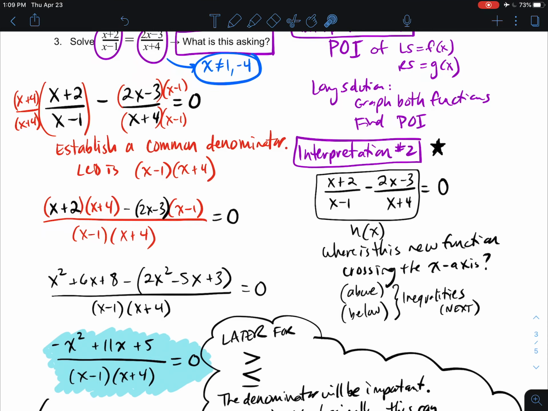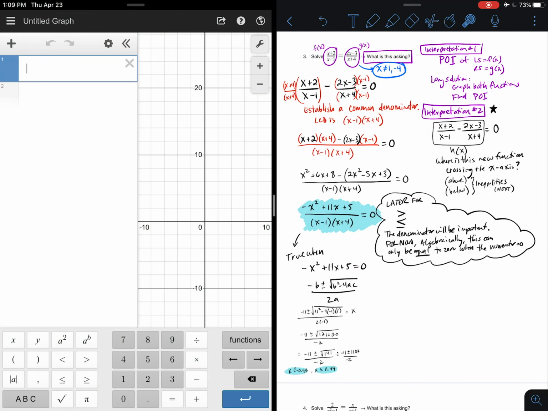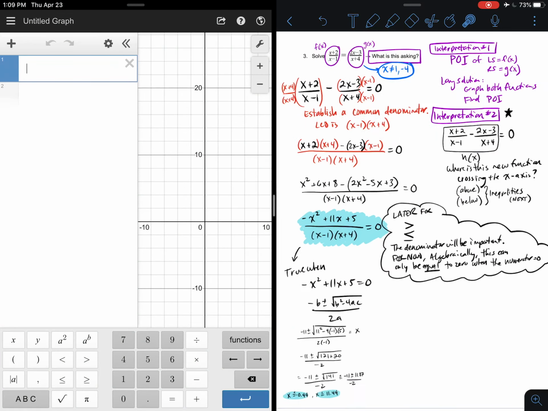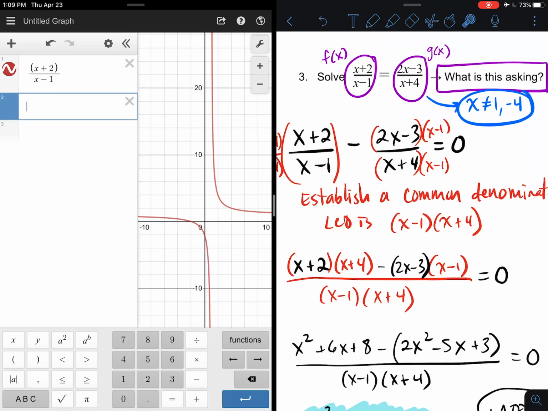Okay, so what I'm going to do now is pull up Desmos and we're going to look at what this looks like on a graph. So again, just to hammer that home, we have x plus 2 over x minus 1. That's our one function. And then we have 2x minus 3 over x plus 4.